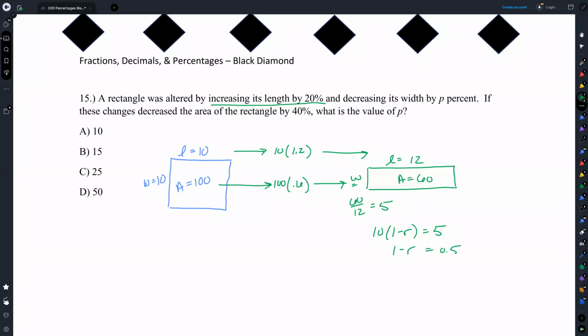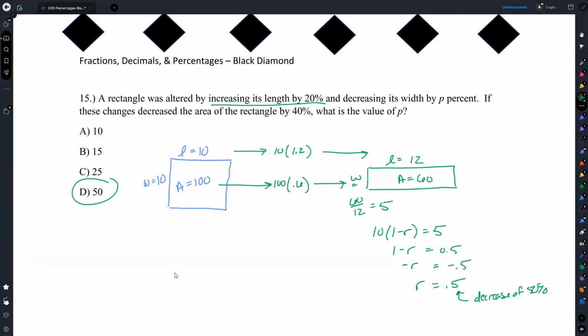Let's subtract 1 from both sides. r equals 0.5, and so that is a decrease of 50%. All right, and a lot of you maybe knew that before I did all the math. That's okay if you know that when you cut something in half, that's a decrease of 50%. That's a really nice shortcut for you.